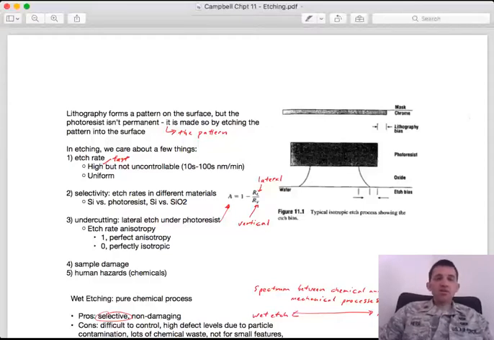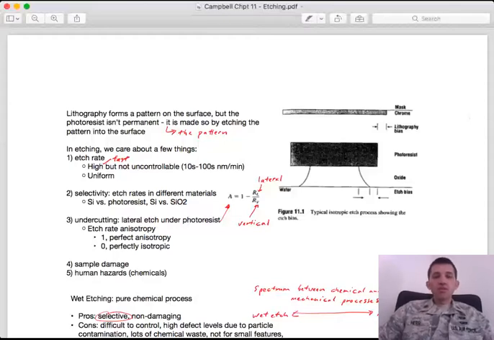The second is you care about the selectivity. This will vary depending upon what etch process you're talking about, and we actually have a spectrum that we'll talk about a little bit later. One way that those different processes really differ is in selectivity, meaning does the process etch one material a lot faster than another material?